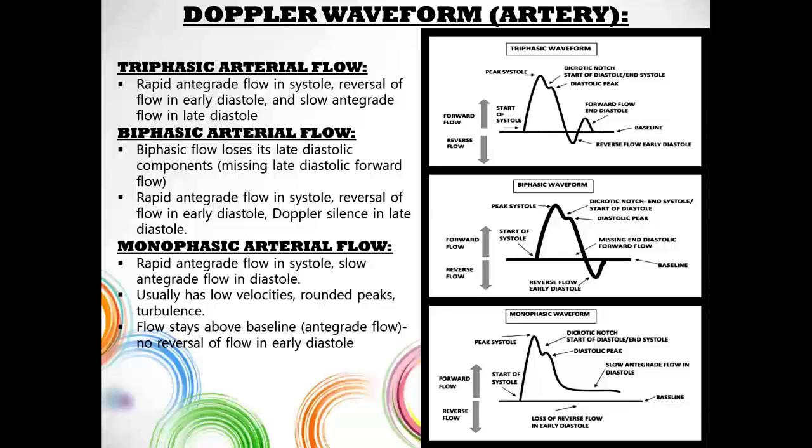So for triphasic flow, you're going to have your rapid antegrade flow in systole. And then in early diastole, you're going to have a reversal of flow. This means it's going to go below the baseline. And then you're going to have a small antegrade flow in late diastole. So if this was systole and this is diastole, that represents the triphasic flow pattern.